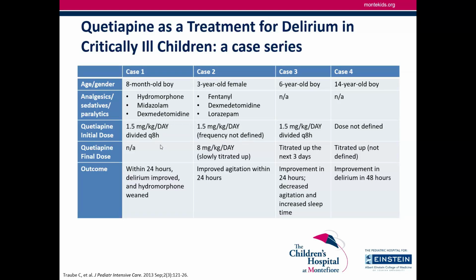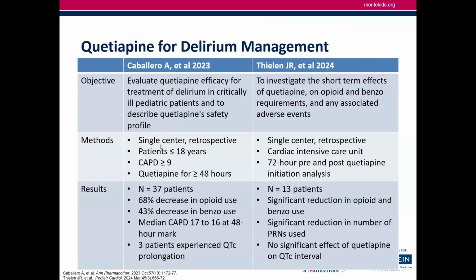But overall, what the study found, and they did use RASS for sedation assessment, and they screened patients with the CAPD screening tool. Overall, what they found was a lower usage of both opioids and benzodiazepines in the 2 patients that were on them, and then an overall improvement in 24 to 48 hours in the patient's agitation, delirium, and just lower delirium scores. There were 2 more recent studies looking at quetiapine for delirium management.